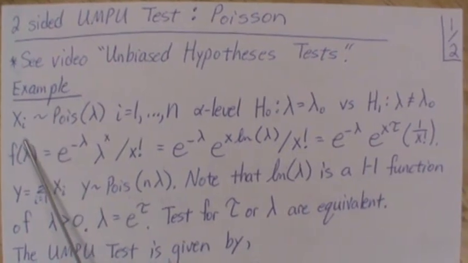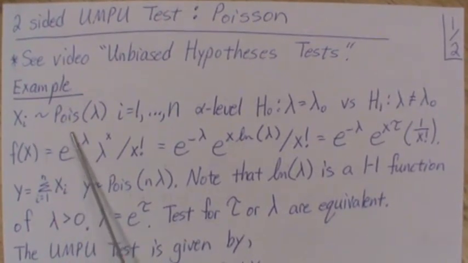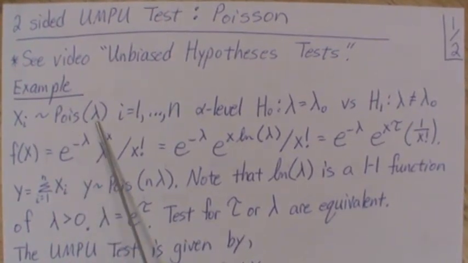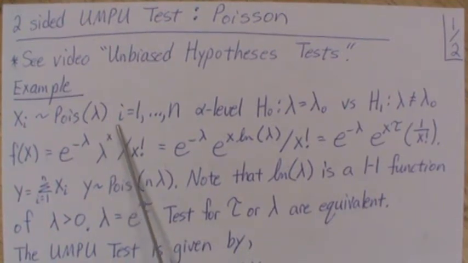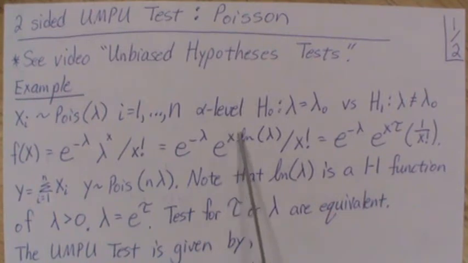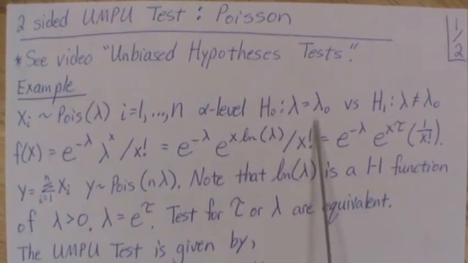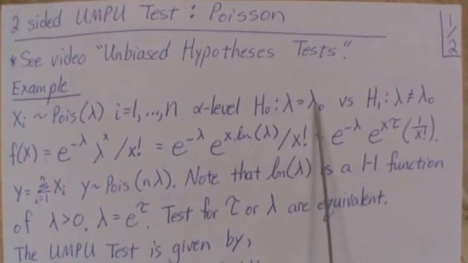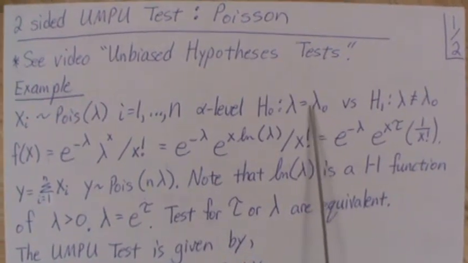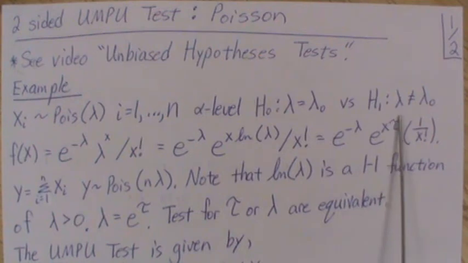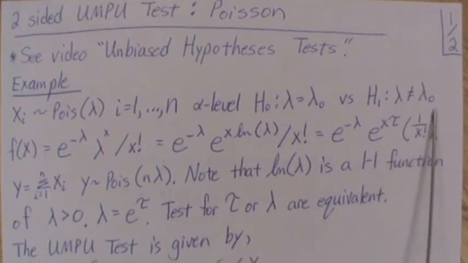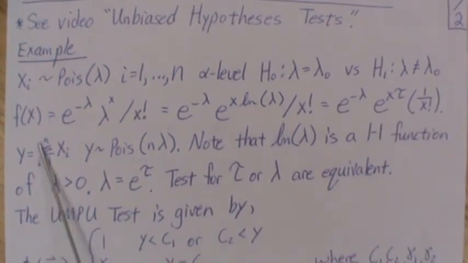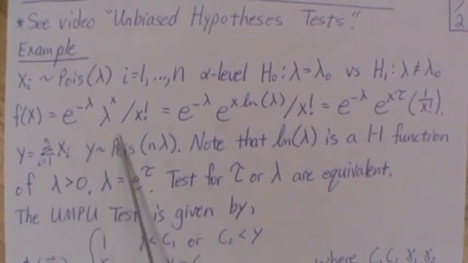So as an example, let's let Y_i be Poisson distributed with lambda the parameter, i equals 1 to n, so we're taking a sample of size n. We're going to conduct an alpha level test with the null hypothesis lambda equal to lambda naught, some value. In the example we used, I think we used 2, versus the alternative that lambda is not equal to lambda naught. So the distribution of our data is Poisson.